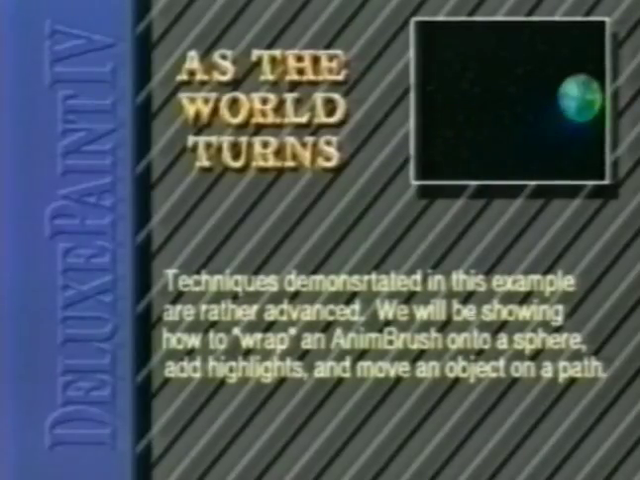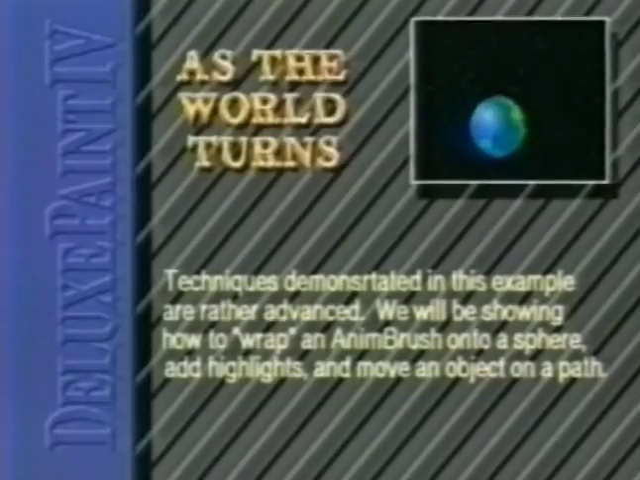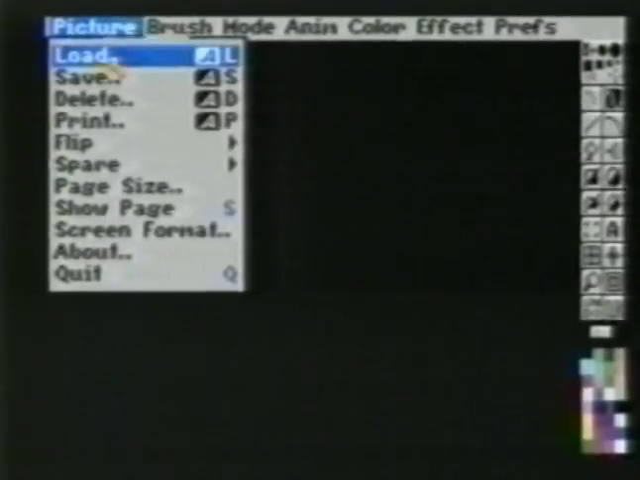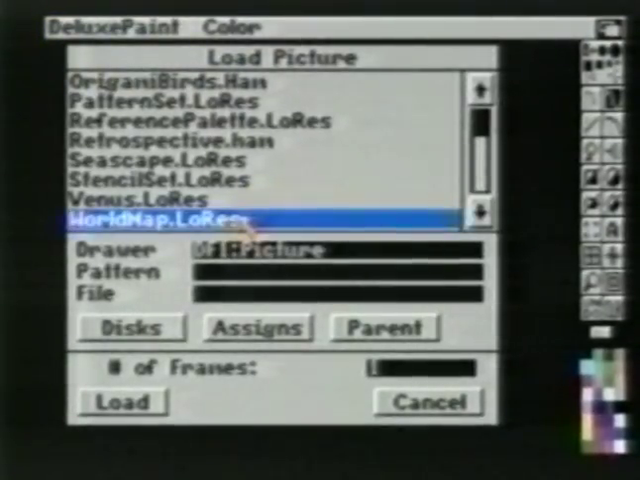Techniques demonstrated in this example are rather advanced. We will be showing how to wrap an anim brush onto a sphere, add highlights, and move an object on a path. We will be using low resolution 32 color. First, load the image that came with Deluxe Paint called World Map.